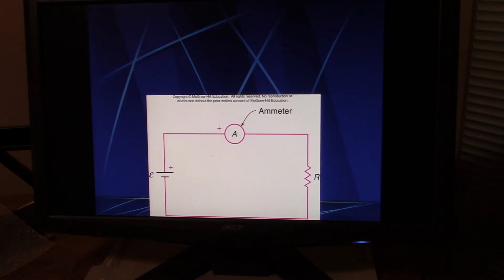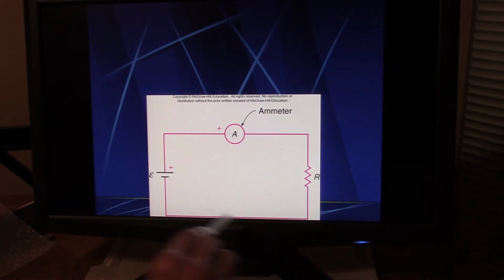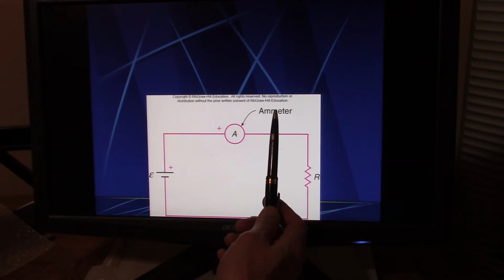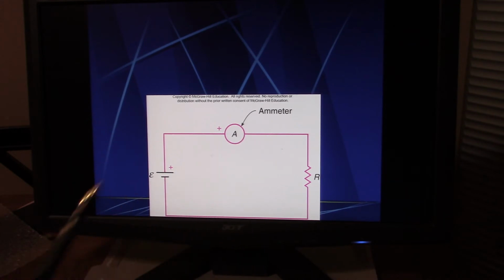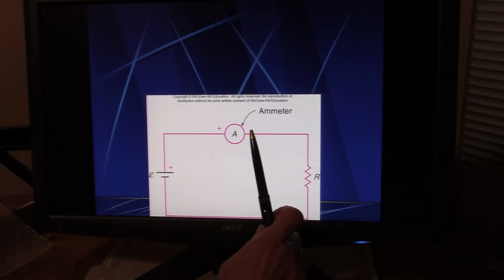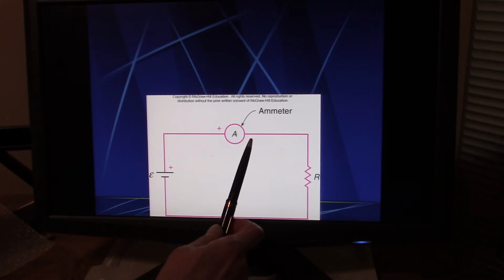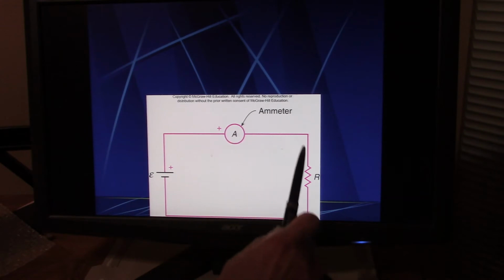Now for current flowing through the wire, it's called an ammeter, because you're measuring the amperage. That's how much current. It would be in series. Now this would have a low resistance, and so you measure the current going through.